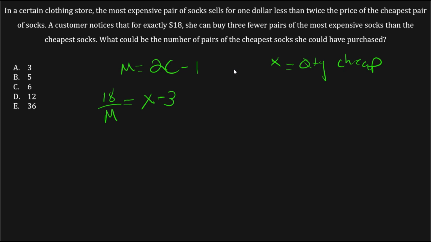Now, we have 2 equations. Well, we have one here. There's another one, right? Because we have this one. 18 divided by the cost of the cheapest one is equal to just x. So we have these two. So we can do 18 over m plus 3 is equal to x. And 18 over c is equal to x.